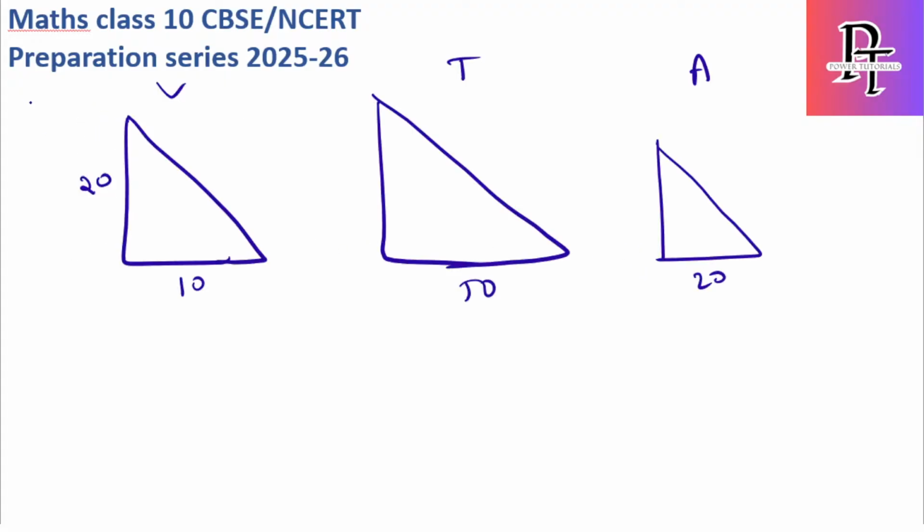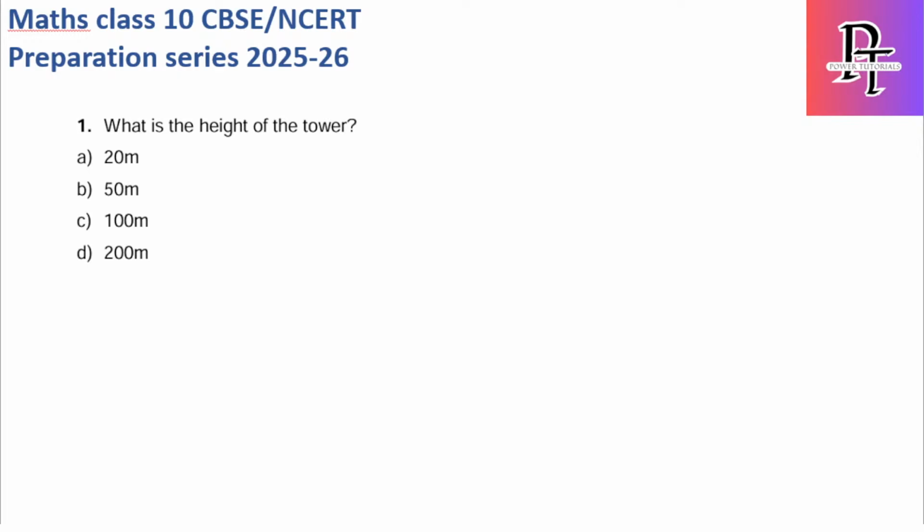So this is scenario 1, which I will write as S1. Here we have the shadow of Vijay's house as 10, the tower's shadow as 50, and Ajay's shadow as 20. Now let's see what they are asking. What is the height of the tower?